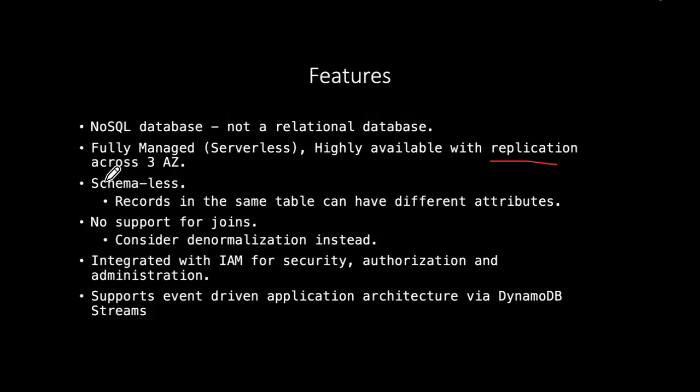Schemaless. That's an important quality. MongoDB has this as well. Schemaless essentially means that you can have records in the same table that have a different structure. All records in one table do not have to have the exact same structure or schema. So that's fine.